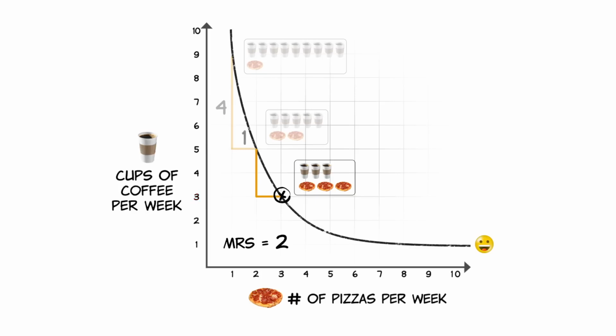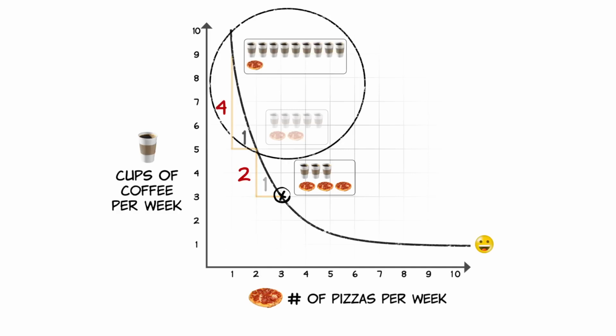Your marginal rate of substitution is 2. This means that you are willing to give up 2 cups of coffee to consume 1 more pizza. That's 2 fewer cups of coffee than you were willing to give up when you had less pizza and more cups of coffee. It's because your willingness to give up cups of coffee decreases the more pizza you have that the marginal rate of substitution decreases along an indifference curve.